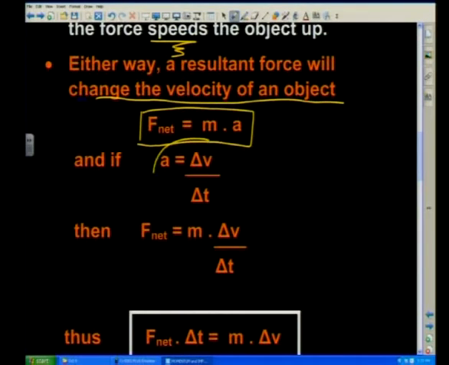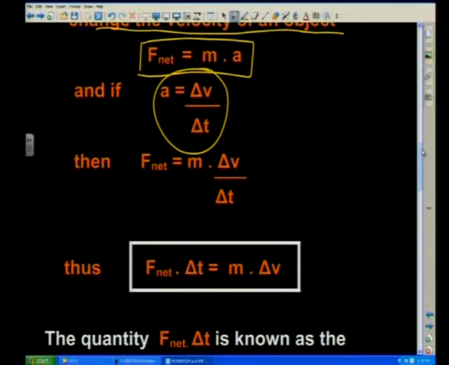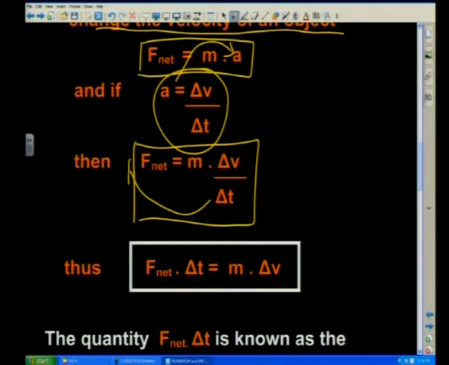That we would have done in grade 10, okay? Can you see now that we can substitute this value of a into my Newton's second law equation? So we now end up with a more modified equation: F net, the resultant force, is equal to mass multiplied by the change in velocity divided by time. And all we have to do now to clean this up is multiply through to put delta t onto the left-hand side of the equation, and we get F net times delta t equals m delta v.